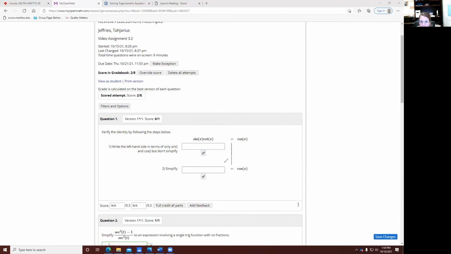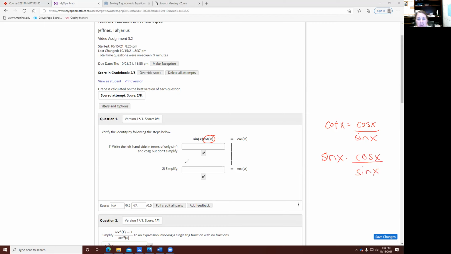You're not going to solve an equation. You're proving that this side is equal to that side. And it gives you a step here. Write the left-hand side in terms of sine and cosine, but do not simplify. So how can I write cotangent so that it is in terms of sine and cosine? Well, if you look at your identities, I know that cotangent is the same thing as cosine of x over sine of x. Okay, so if I rewrite that, this is going to be sine of x times cosine of x over sine of x.